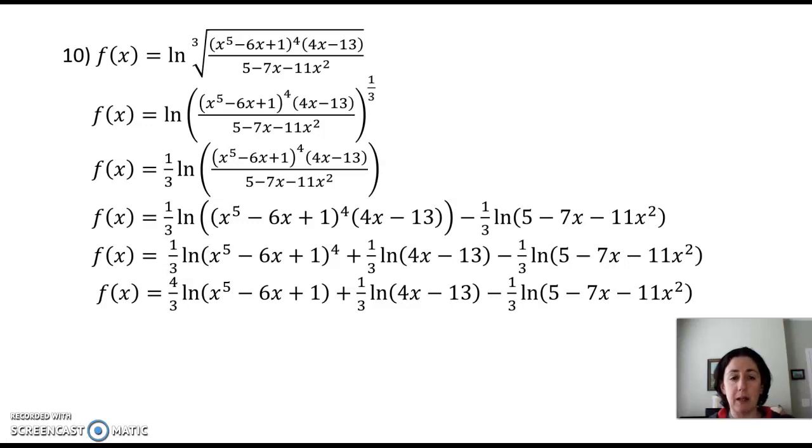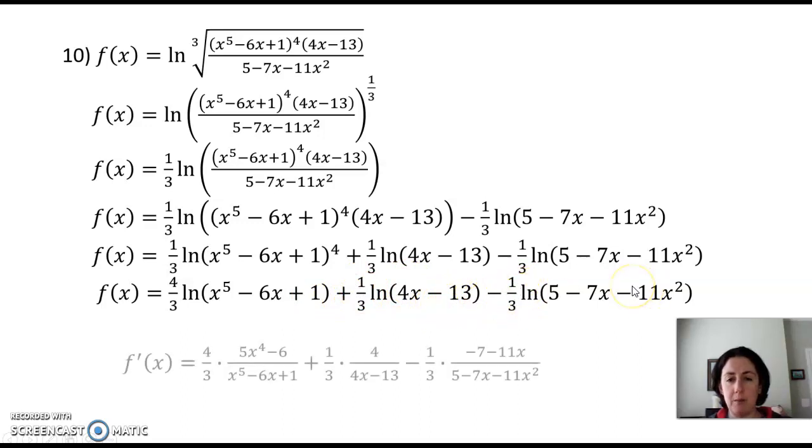Now that I've expanded my logarithm, we can take the derivative. This 4/3 is a coefficient, and then we'll do I prime over I, plus 1/3 times I prime over I, minus 1/3 times I prime over I. And so we have the inside function on the bottom, its derivative up top. This inside function on the bottom, its derivative up top, minus 1/3 times this inside function on the bottom, its derivative up top. And you're welcome to distribute the 4 and the 3, the 1 and the 3, and the -1 and the 3, if you so choose to do so.